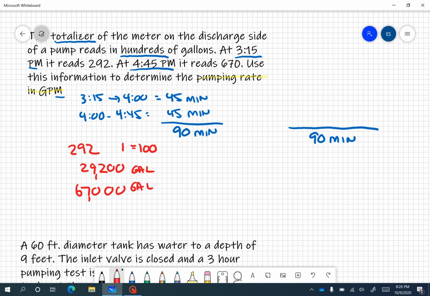So to get the total number of gallons, we're just going to subtract 29,200 from 67,000. I'm feeling a little slow tonight, so I'm going to have to punch that into my calculator. 67,000 minus 29,200 equals 37,800 total gallons that were pumped.